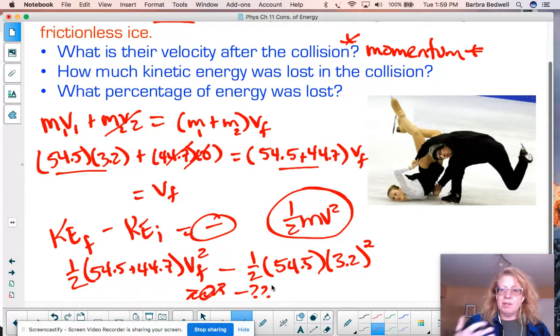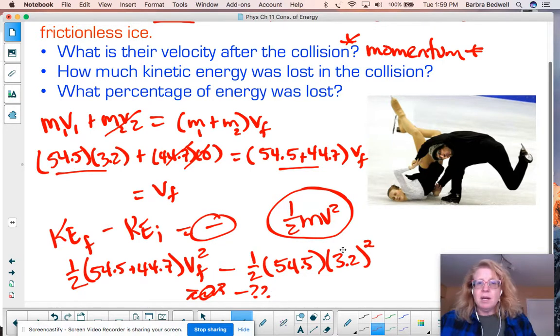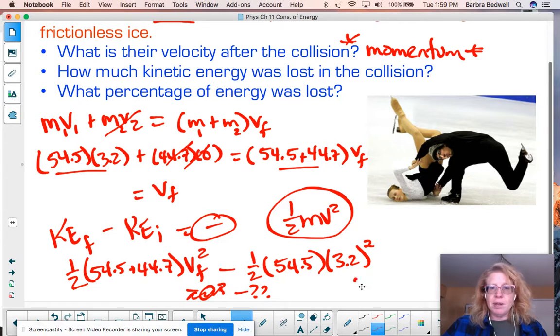Again, whatever it is, it'll be energy lost. What percentage of energy was lost? If you want to do the percentages, you literally take the two numbers and divide them by each other. How much did you start with? How much did you end with? So you're going to take your KE final divided by your KE initial, and then times 100. You'll figure out how much was lost by that.